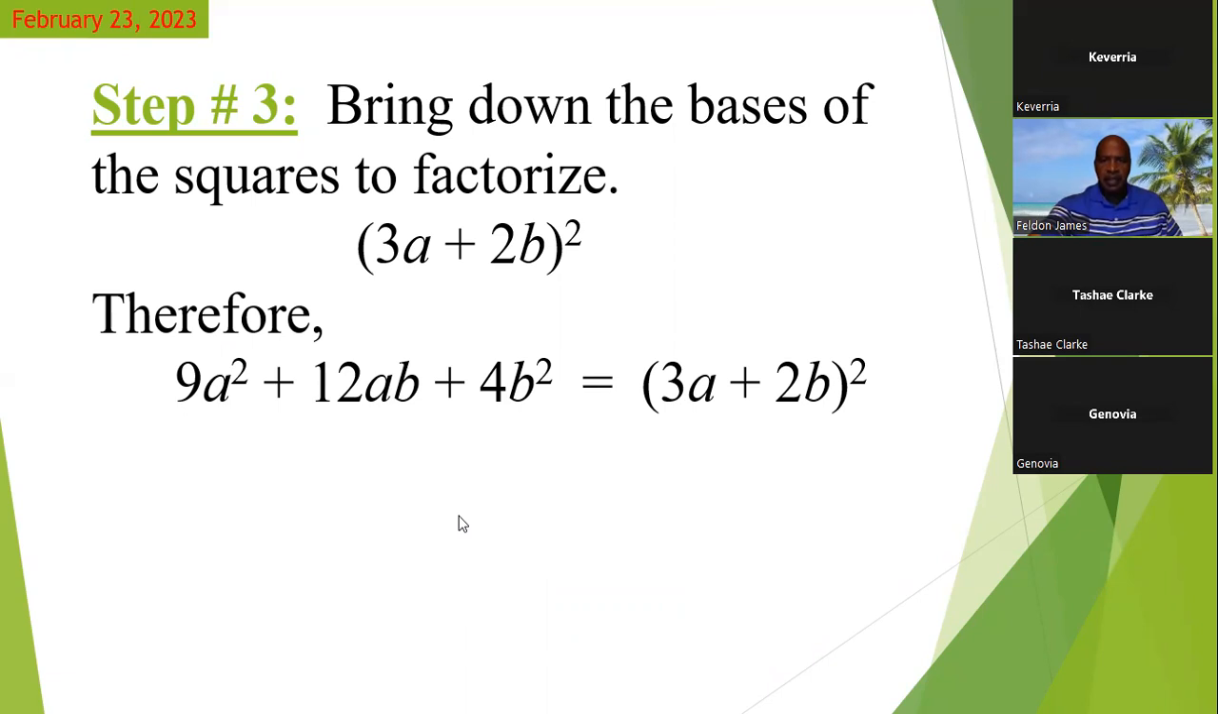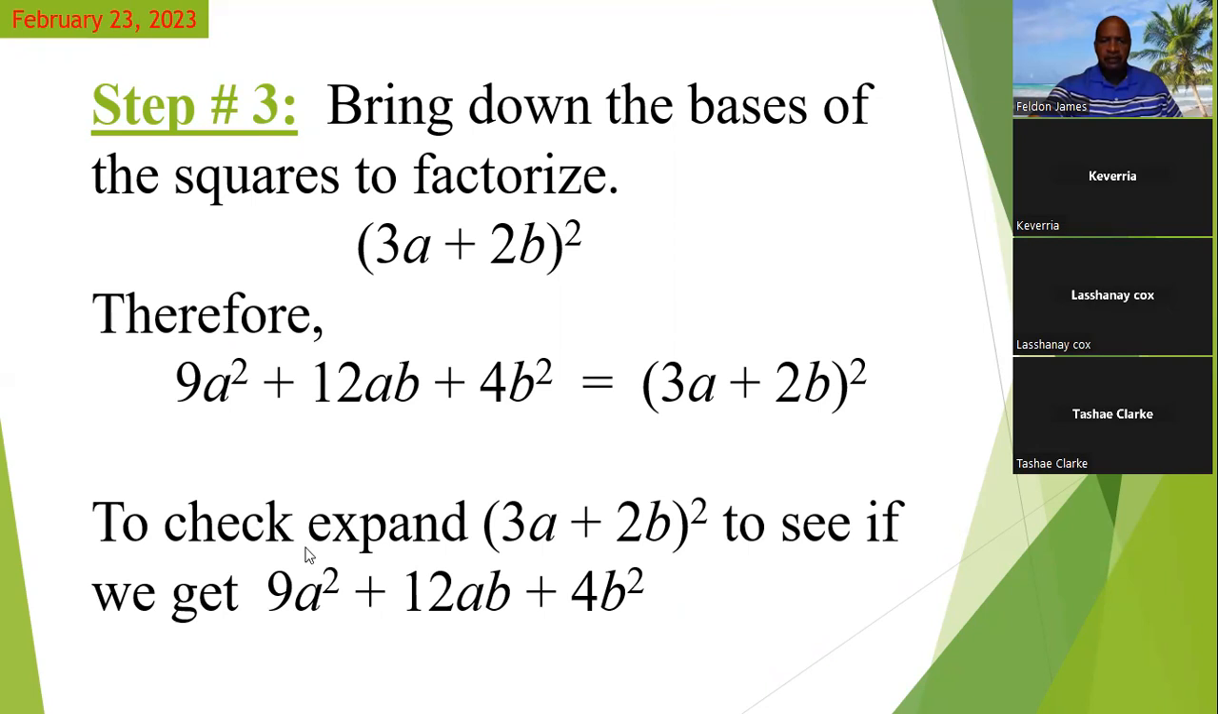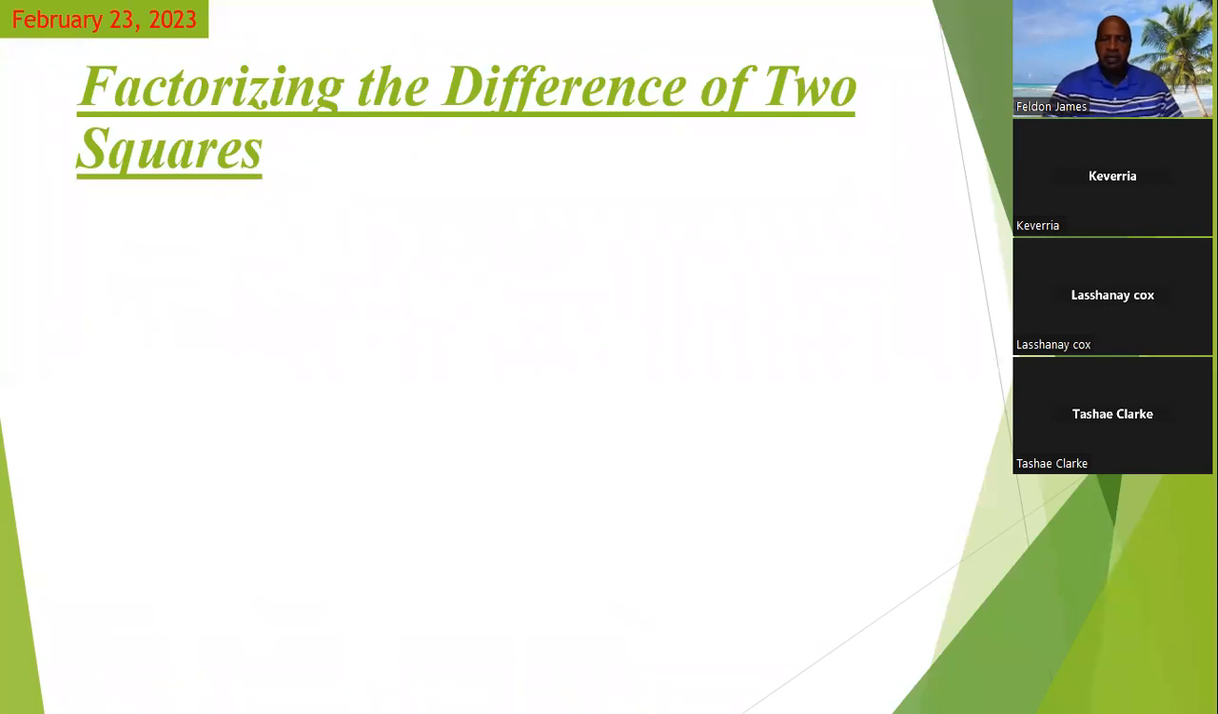All right, good enough. If we want to check, we could easily multiply out the (3a plus 2b), expand it back, and we should get what we started off with, which is 9a squared plus 12ab plus 4b squared. So that is the process of factorizing a perfect square.